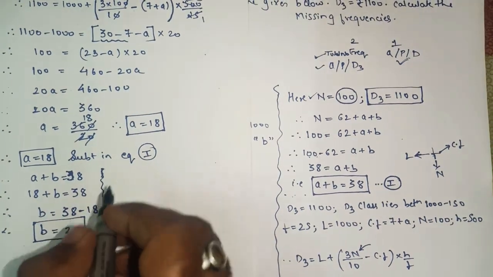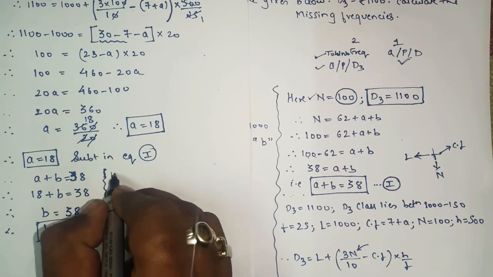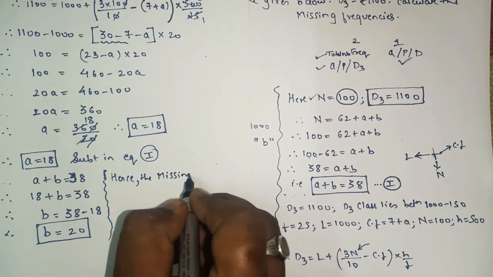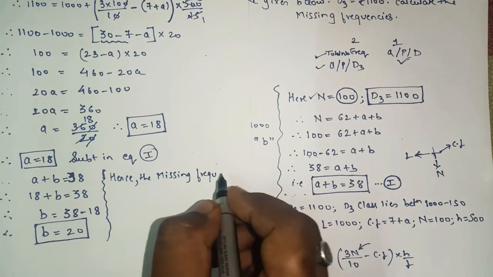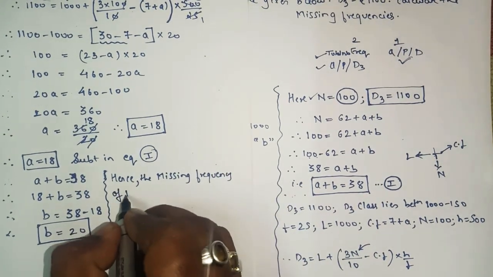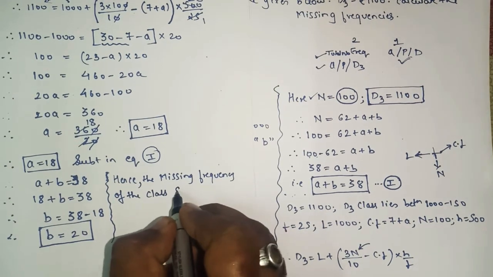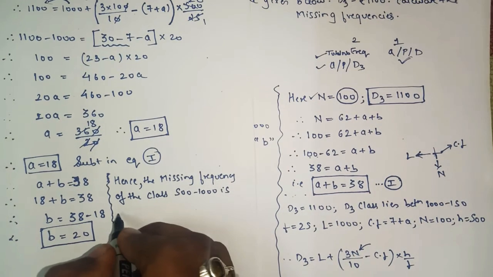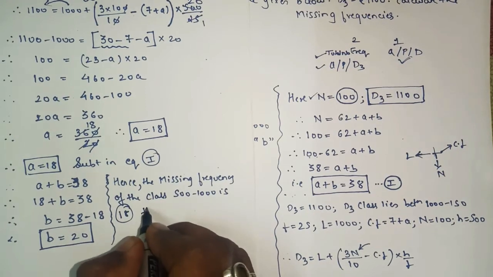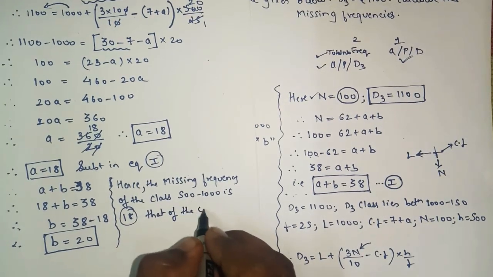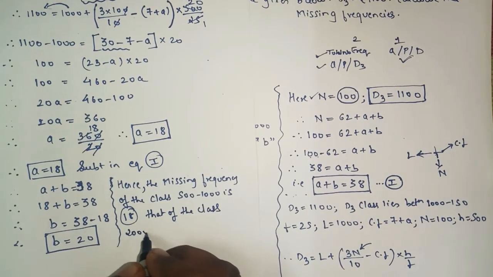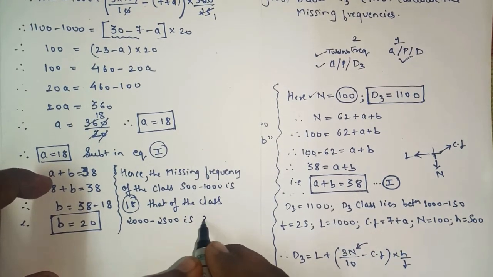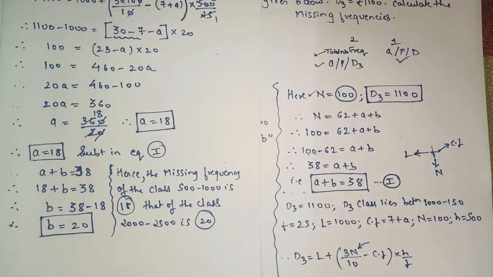Okay, so now after this we'll write: hence the missing frequency of the class 500 to 1000 is 18, that of the class 2000 to 2500 is 20. So here we got the two missing frequency answers.